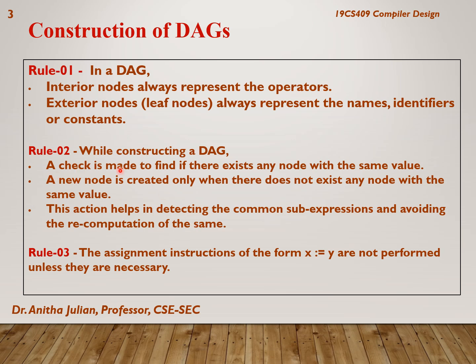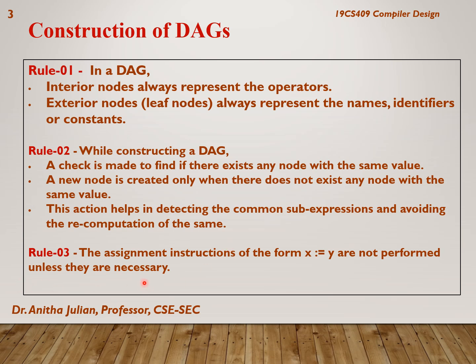And rule 2: while constructing a DAG, a check is made to find if there exists any node with the same value. So we are going to take the nodes one by one, and for every variable we are going to put a node, and if it is already existing, we should use that. So a new node is created only when there does not exist any node with the same value. This action helps in detecting the common sub-expressions and avoiding the recomputation of the same, as I already explained.